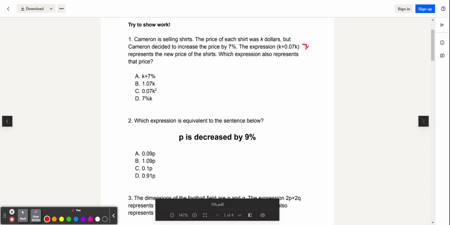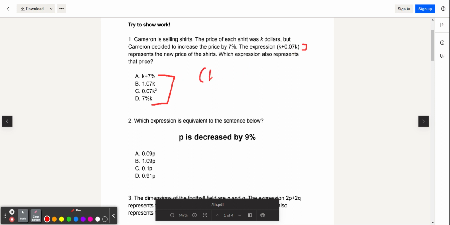So in other words, can we simplify this into one of these options? The answer is of course yes, but now let's figure out which one. K plus 7%, 7% K, 1.07K, and 0.07K squared are our options.